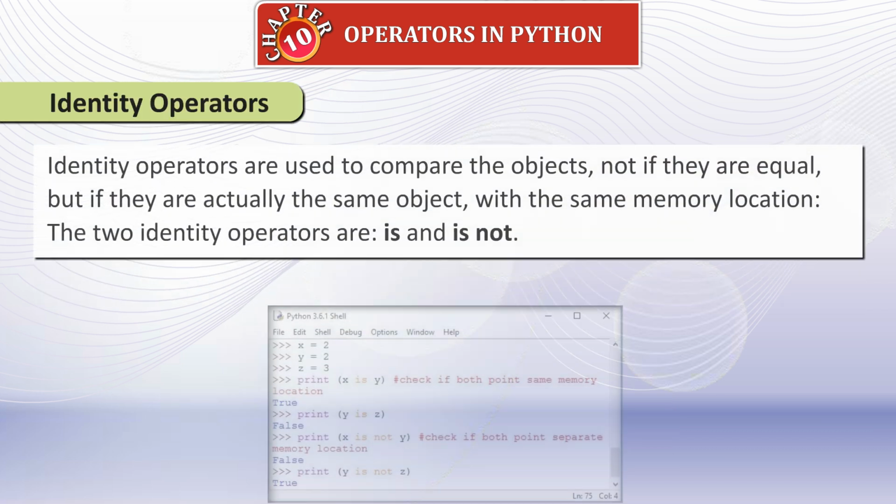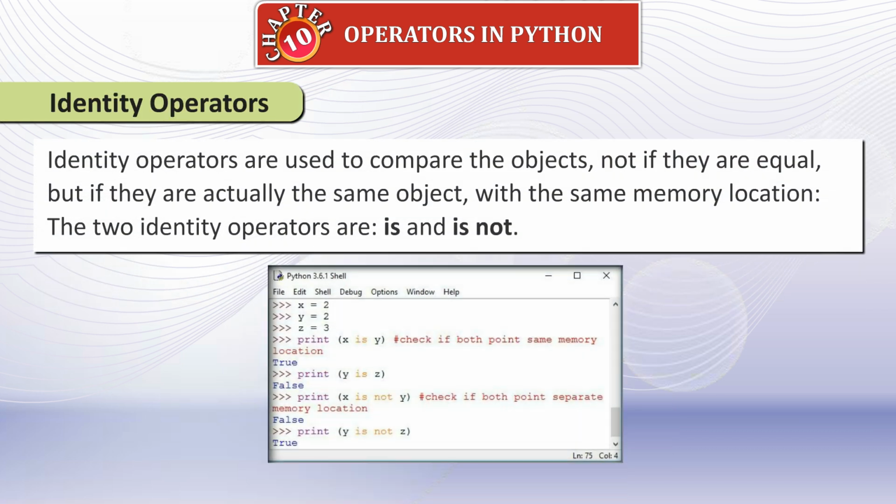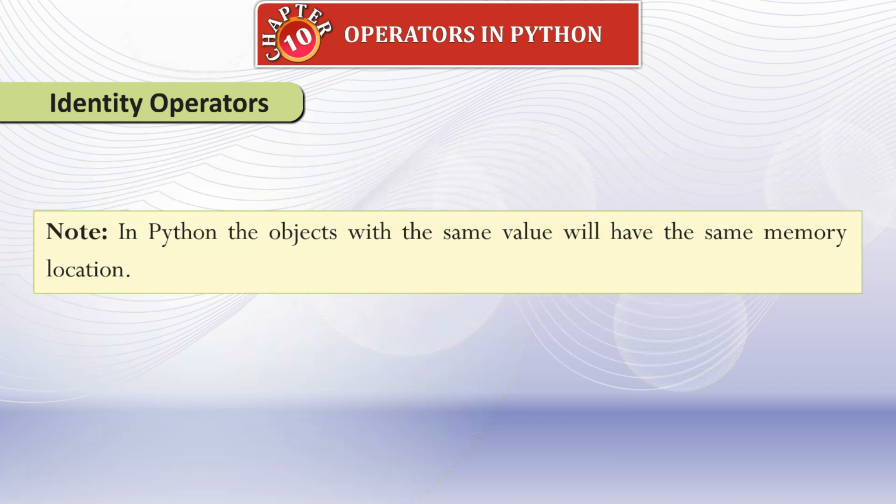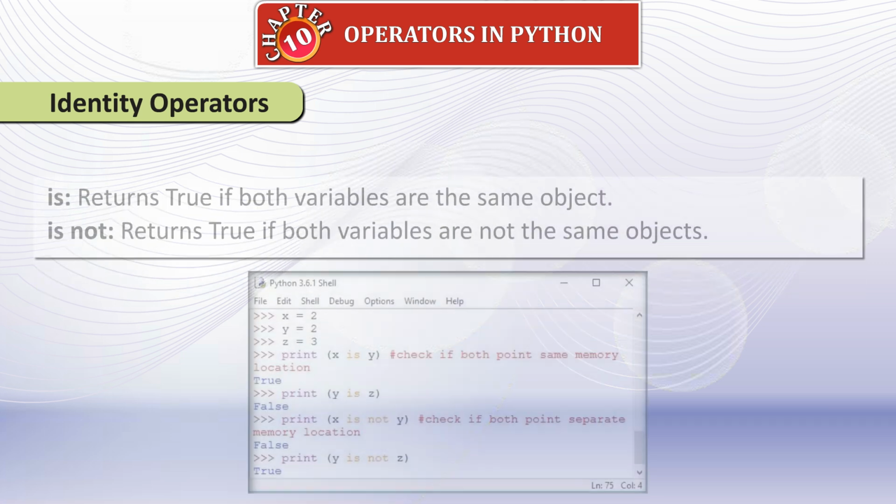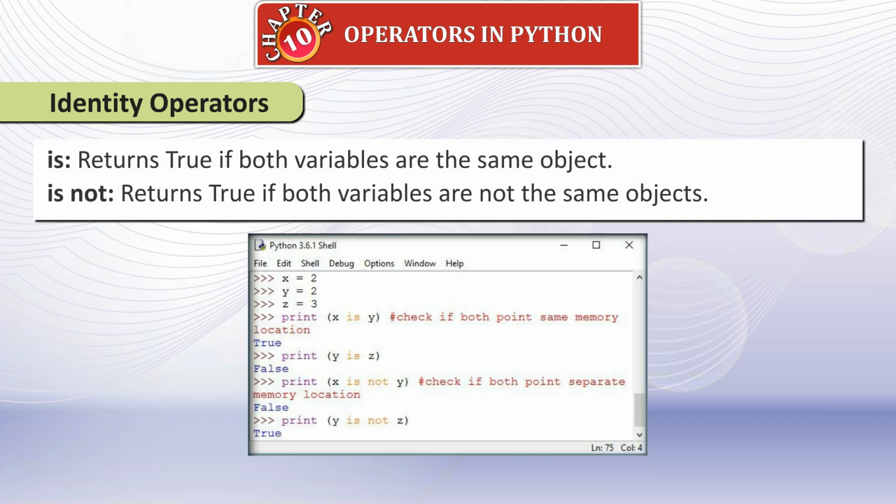Identity operators. Identity operators are used to compare the objects, not if they are equal, but if they are actually the same object with the same memory location. The two identity operators are is and is not. Note: in Python, the objects with the same value will have the same memory location. Is returns true if both variables are the same object. Is not returns true if both variables are not the same object.